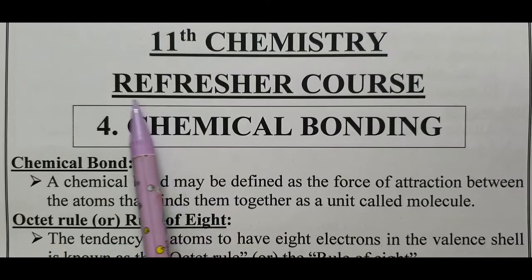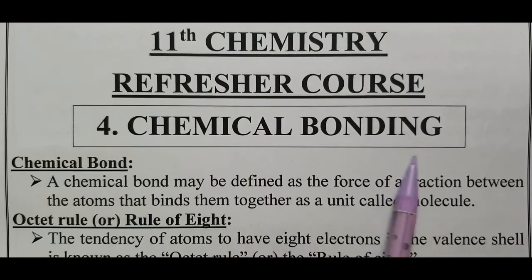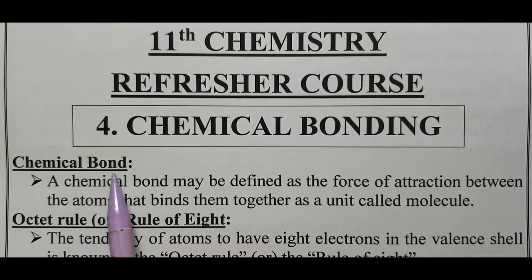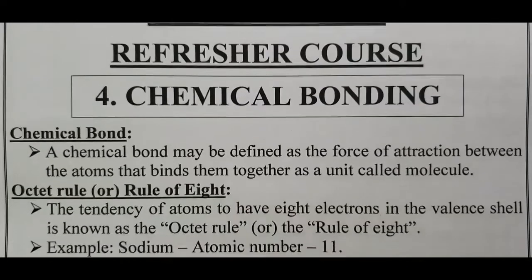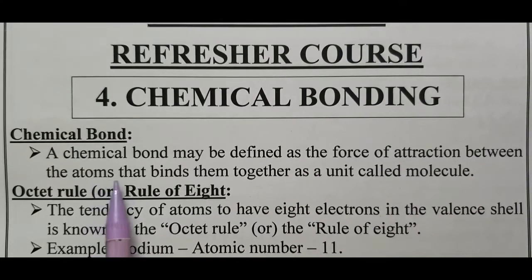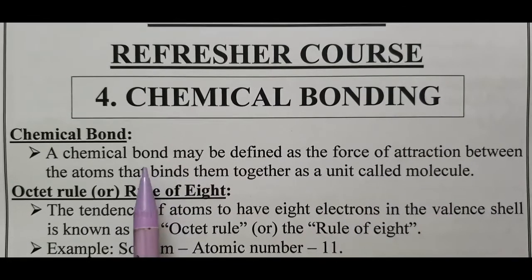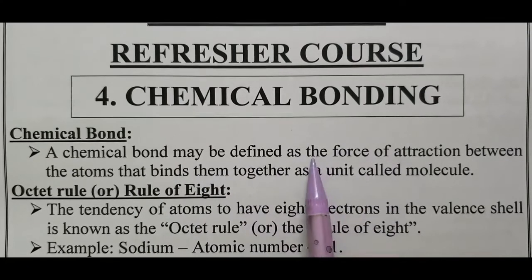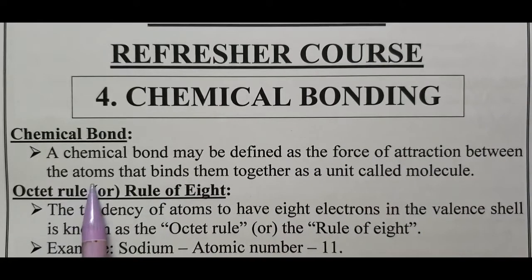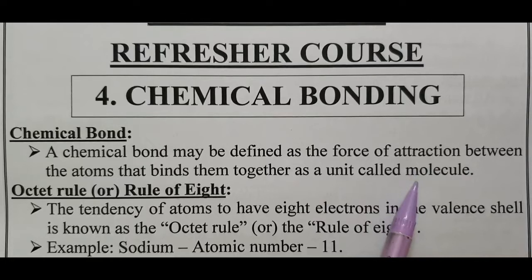11th Chemistry Refresher Course Material, Unit number 4, Chemical Bonding, we are going to discuss in this video. What is meant by a chemical bond? A chemical bond may be defined as the force of attraction between the atoms that binds them together as a unit called molecule. So, in a molecule, the atoms are bound together by using a chemical bond.